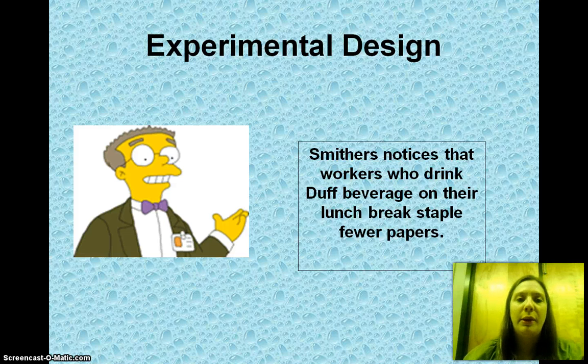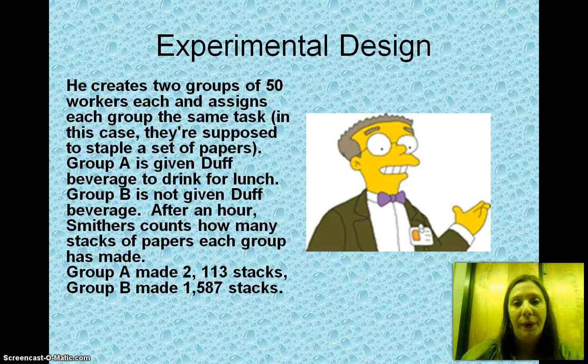So let's just discuss a little bit about experimental design, and we're going to use an example involving The Simpsons. So let's say Smithers noticed that workers who drink Duff beverage on their lunch break staple fewer papers. So in order to design an experiment to link Duff beverage to the stapling of fewer papers, he's going to separate workers, two groups of workers, 50 workers each, into Group A and Group B. Group A will receive the Duff beverage and Group B will not. And then he will give them all the same task of stapling papers, and at the end he counts up the number of papers that are stapled.